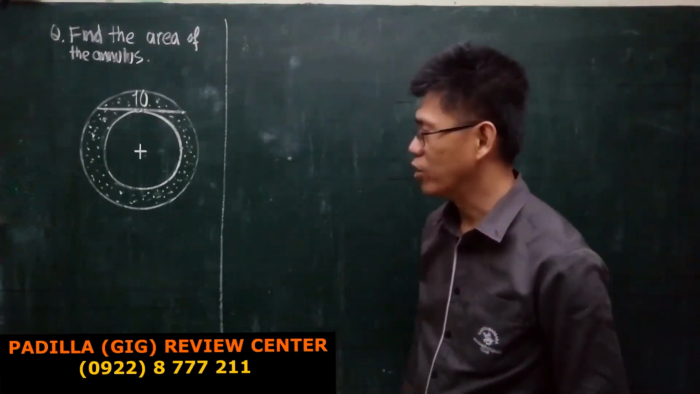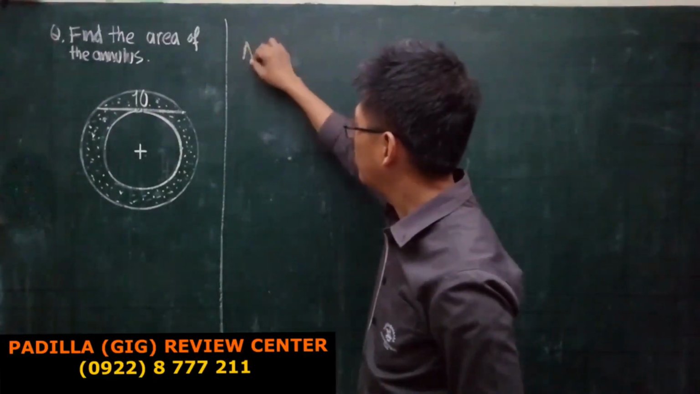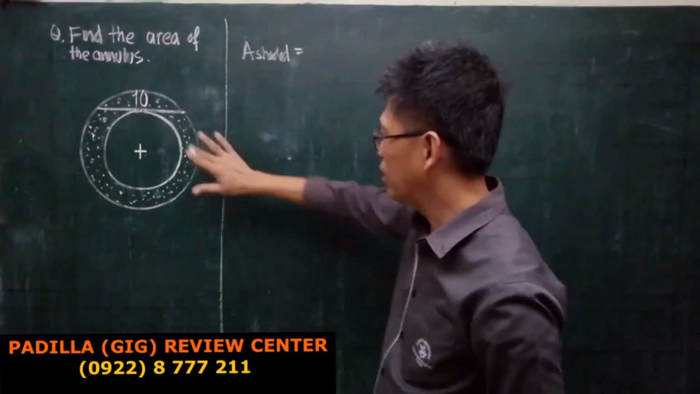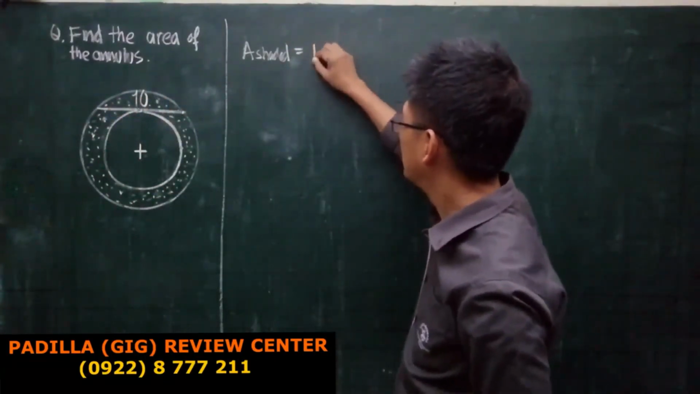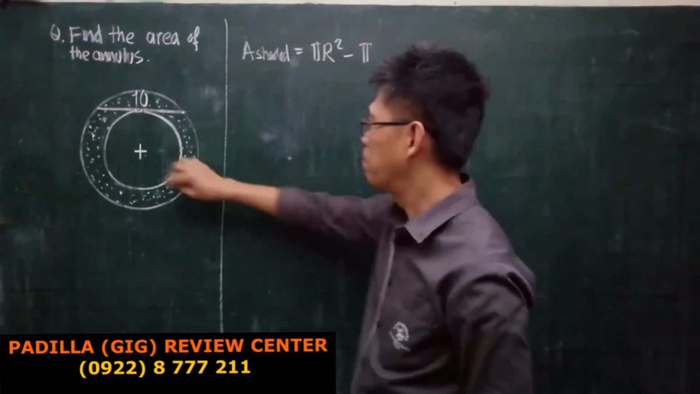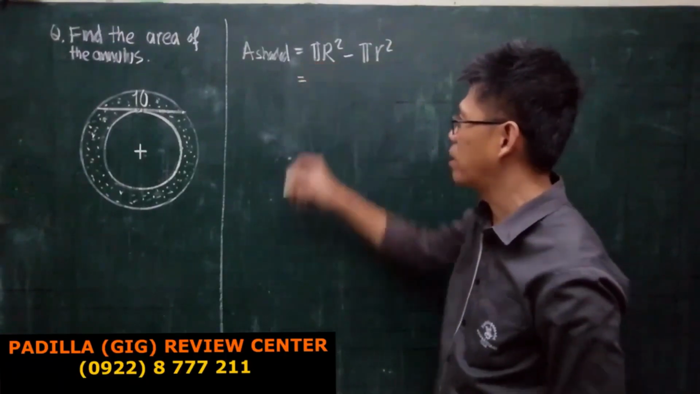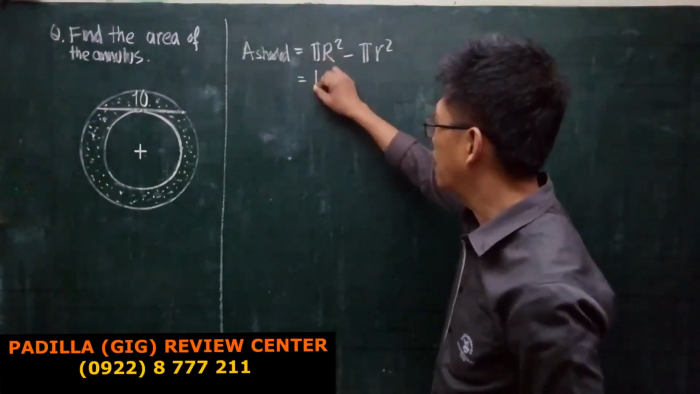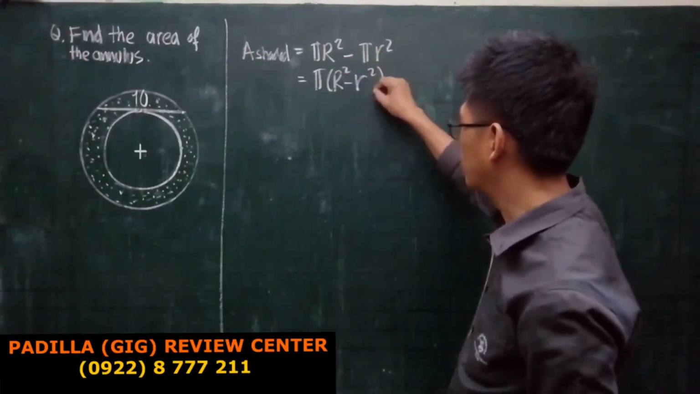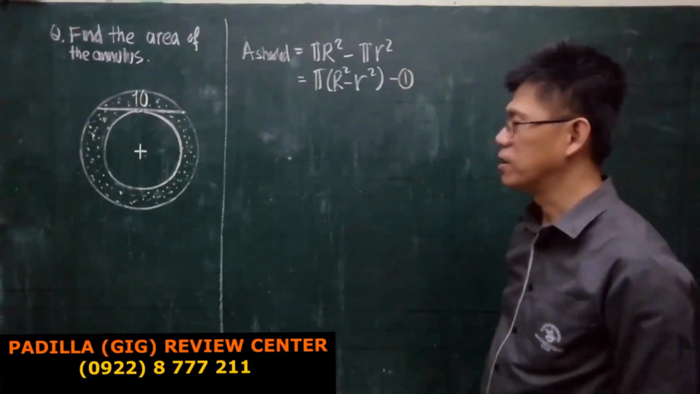So, how are we going to solve this? Obviously, the area of the annulus, which is the shaded region, is equal to the area of the big circle, pi big R squared, minus pi small r squared, just like the previous problem. So this is pi (R squared minus small r squared). Let me call this equation 1.